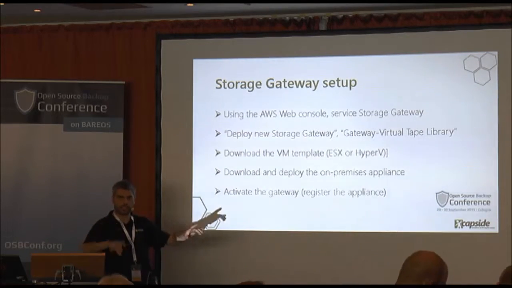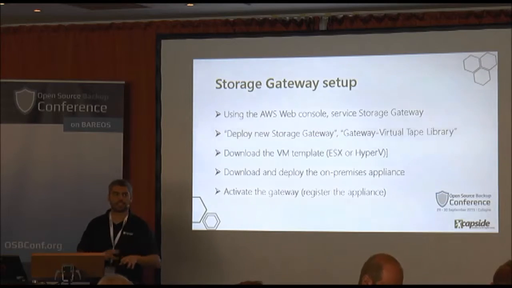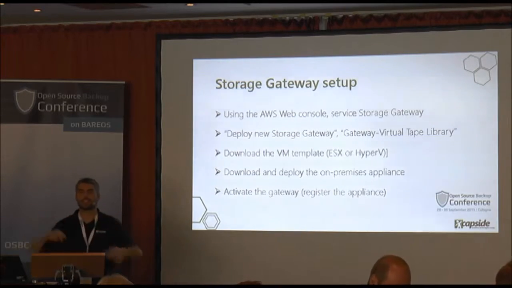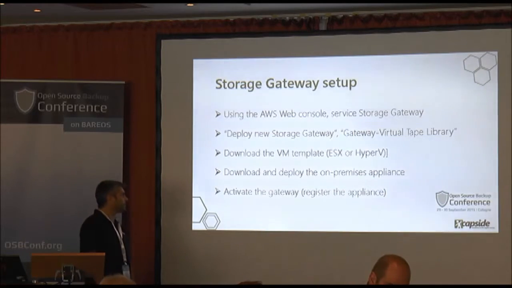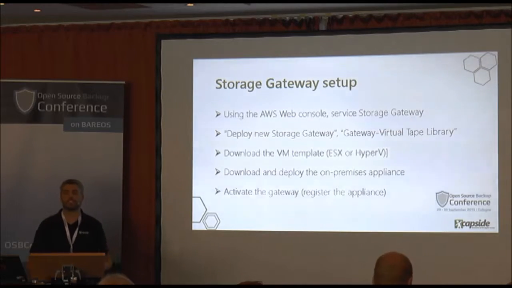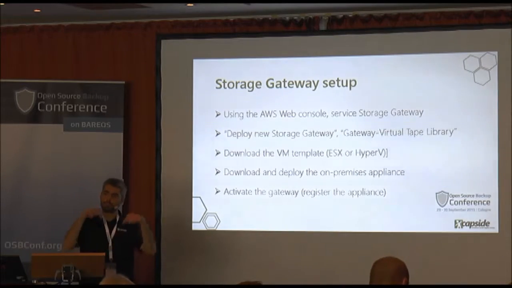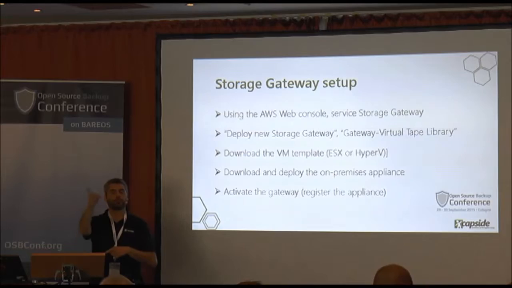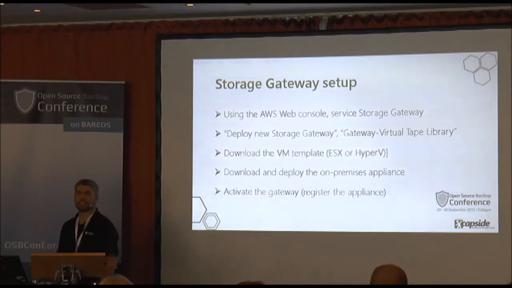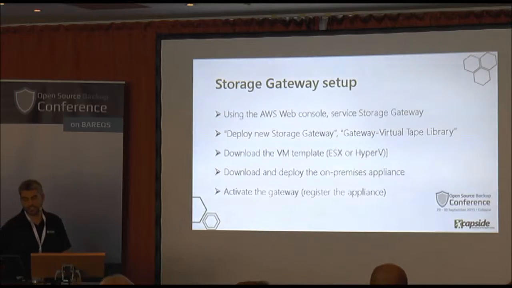Side note, you deploy your backup server. It's another machine, so this machine is just the appliance that exposes the iSCSI devices, and then you activate the gateway. It's just registering, hey, I have this machine on my premises. This will be the one that will be uploading data to S3 and Glacier and such.